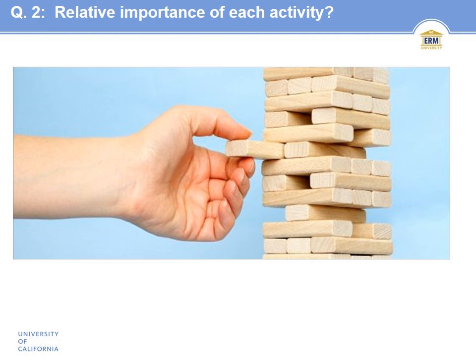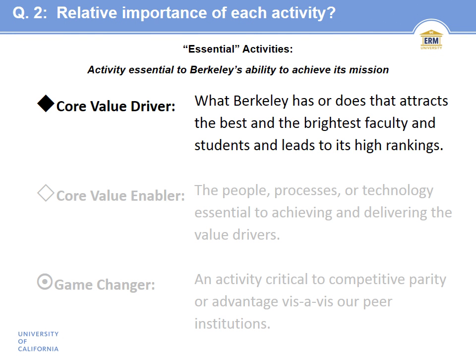And so I assigned some symbols to things. And here you see the kind of symbols that we assign to each activity. What are the special designations that we came up with? And so here they are. I came up with 3 essential activities essential to Berkeley's ability to achieve its mission. Core value driver, that's a solid diamond. What Berkeley has or does that attracts the best and the brightest faculty and students and leads to its high rankings.